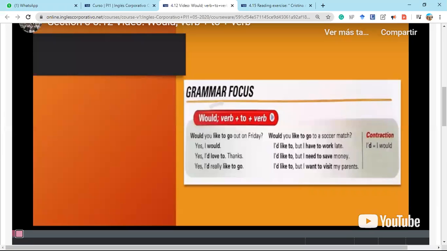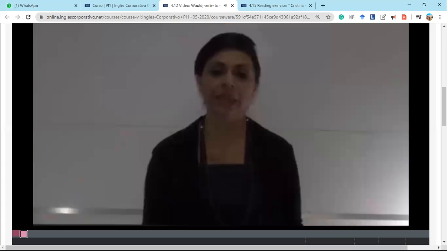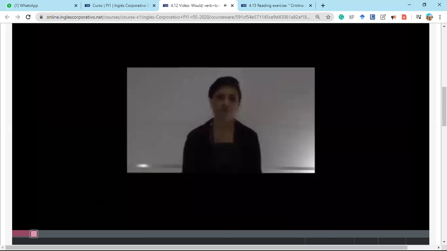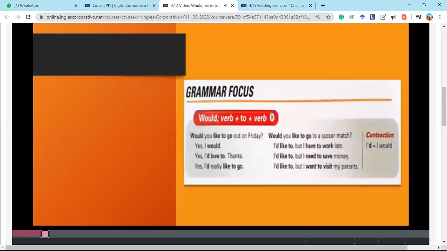At the end of this lesson, participants will comprehend the use of would in questions and answers. Remember I told you last class to pay attention to the conversation when they used I'd like to or I'd love to? Well, now it's our turn to study how to form a sentence for accepting and refusing an invitation. Let's check it out.